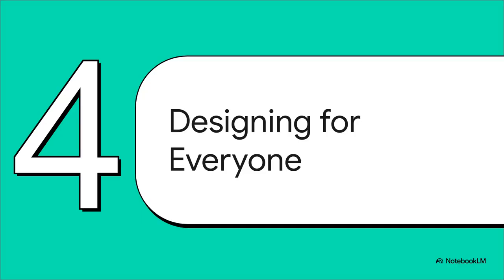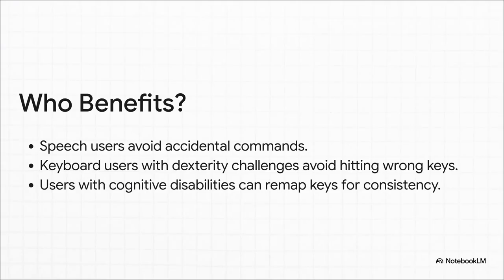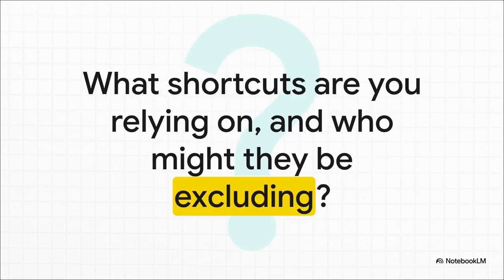And here's what's so cool about this. When you solve this problem, you're not just helping one type of user. This is a perfect example of how designing with accessibility in mind ends up creating a better, more flexible product for absolutely everyone. I mean, obviously, speech users like Kim benefit big time. No more accidental commands. But think about it. What about keyboard users with dexterity challenges, who might accidentally hit the wrong key and lose their work? This helps them too. Or users with cognitive disabilities, who could really benefit from remapping keys to be consistent across all the different apps they use. It's a win-win-win.